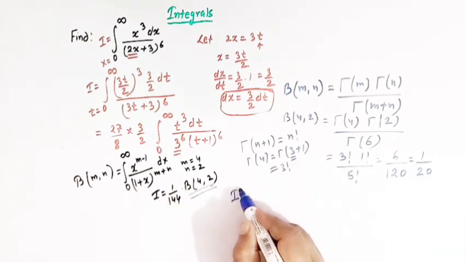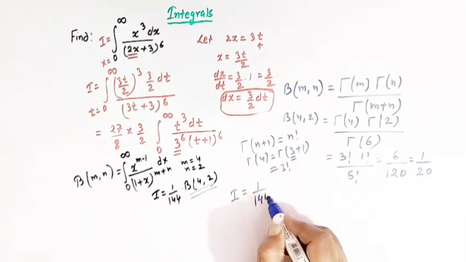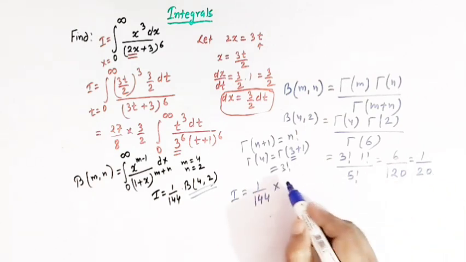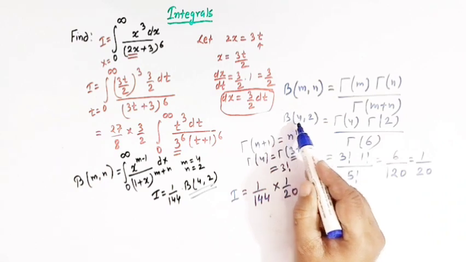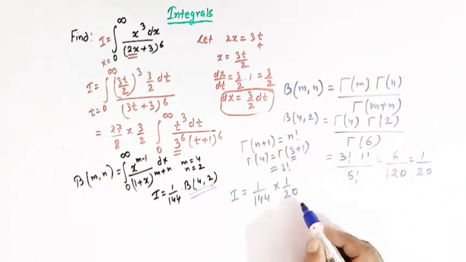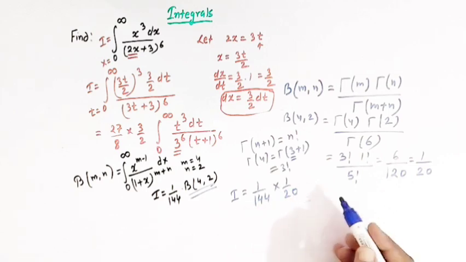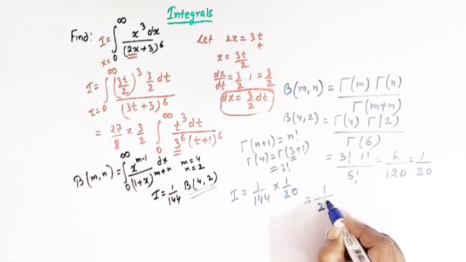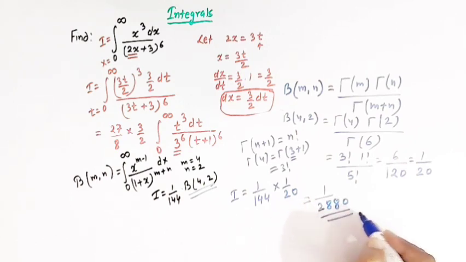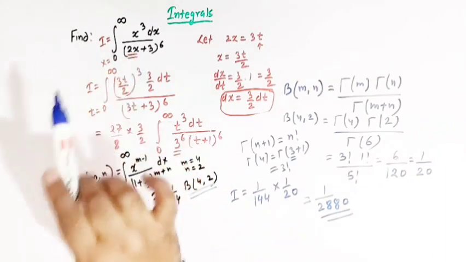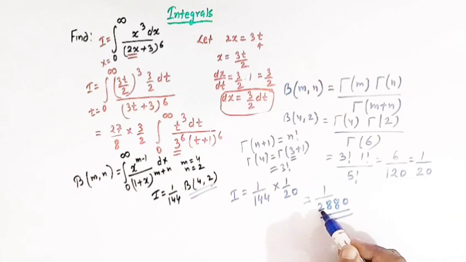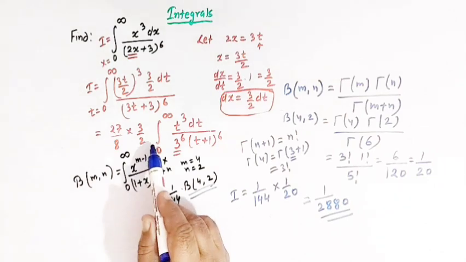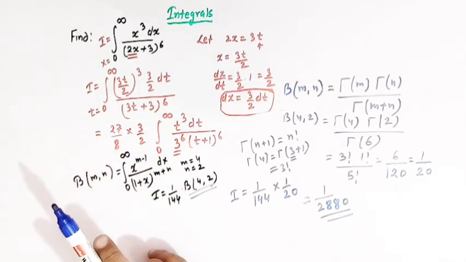So now the value of I is 1 over 144 times 1 over 20, right? So beta of 4 comma 2 is 1 over 20. Now we can multiply these two numbers and we'll get 1 over 2880, right? So the value of this integral is equal to 1 over 2880, right? So this is how, by making use of this definition of the gamma and beta functions, we can solve these kinds of integrals.